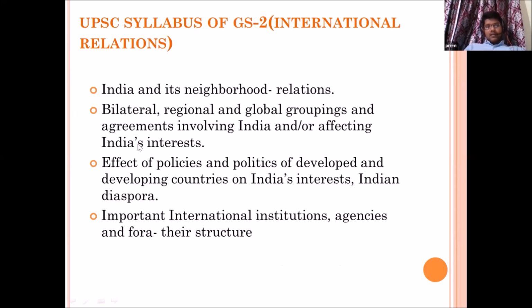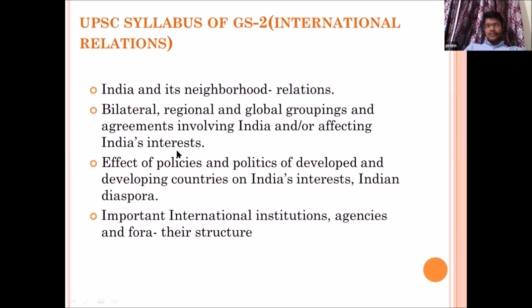So here there are four subparts, and these four subparts have a weightage of 50 marks in mains. So out of 250 marks in GS2 paper, 50 marks you can score directly from international relations. And the input cost that you put in international relations is very less.